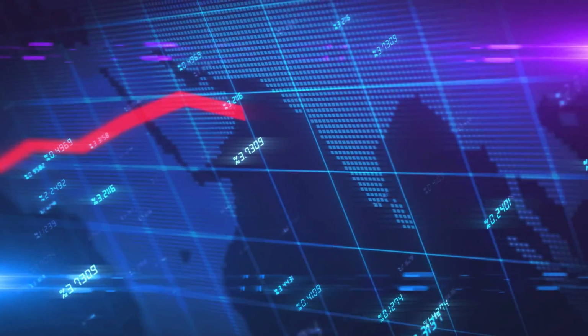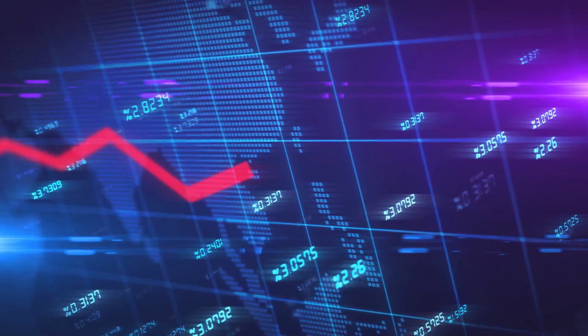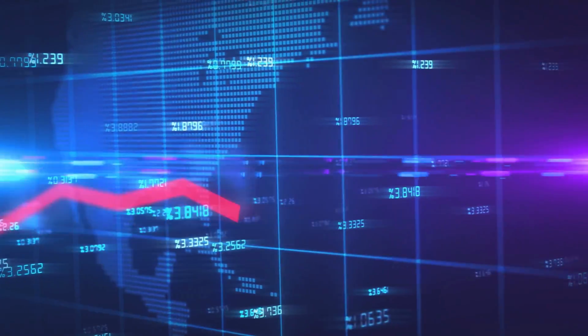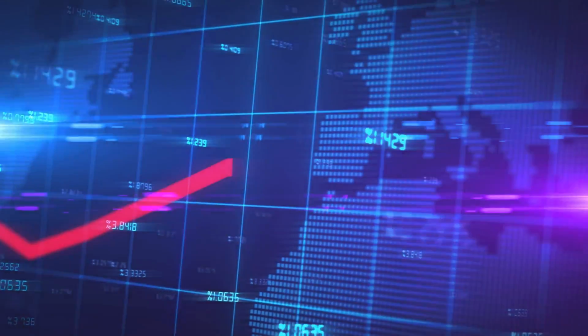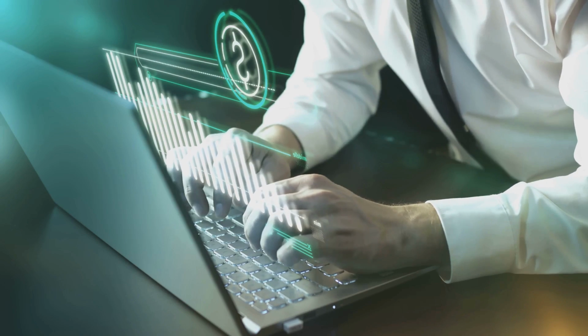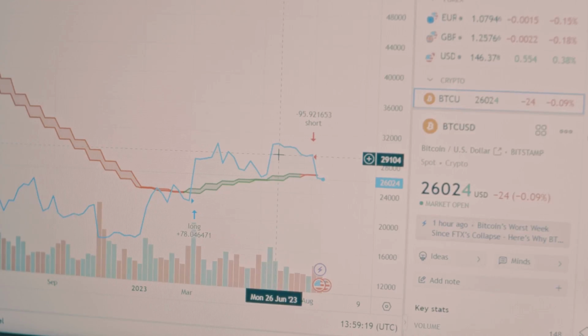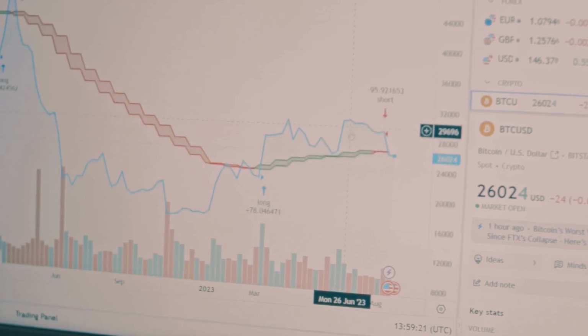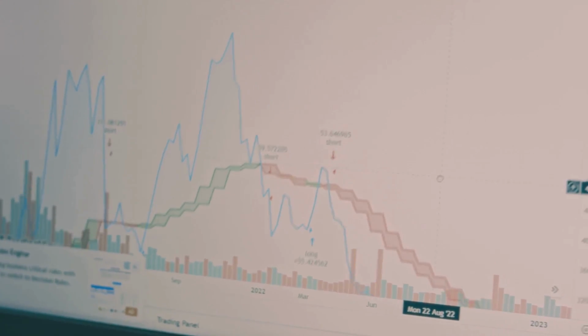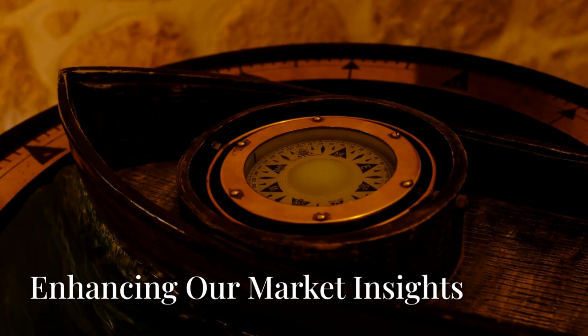A breakout above the upper trend line of an ascending channel or below the lower trend line of a descending channel often signals a continuation of the trend in the breakout direction. Remember, channels, like all technical analysis tools, are not foolproof. It's essential to confirm breakouts with other indicators, such as increased trading volume or candlestick patterns, to avoid false signals.